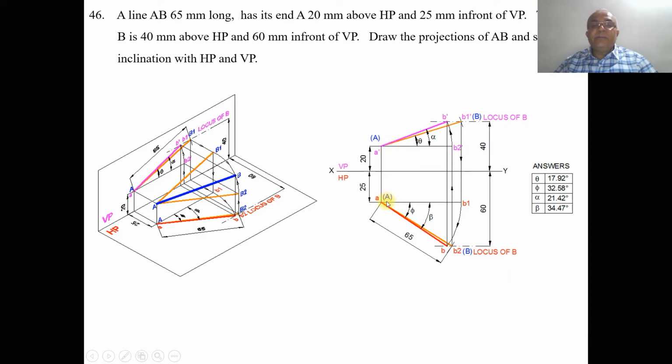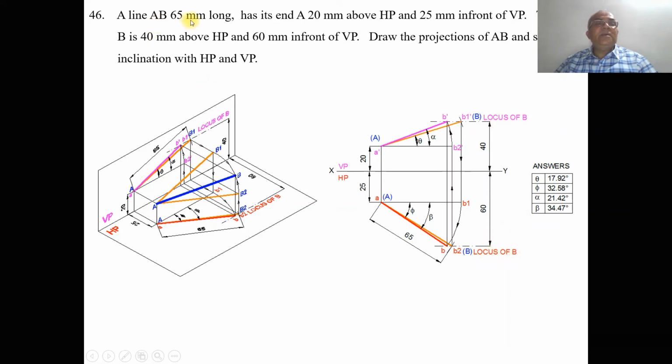you take 25 mm below the XY line and draw the horizontal lines. Consider any point and draw a vertical line, and mark this point as A dash, this as A, and this as capital A and this as capital B. Similarly, from the XY line, you measure 40 mm above and draw a dash-dot line. Similarly, from the XY line, you measure 60 mm below and draw a dash-dot line. Then you write the locus of B here, and then you write the locus of B.